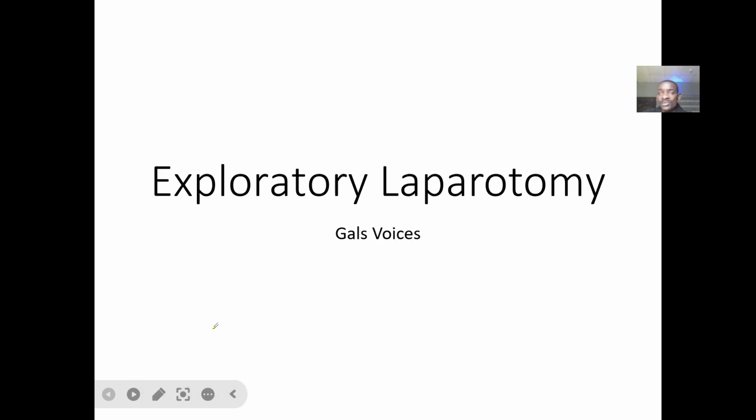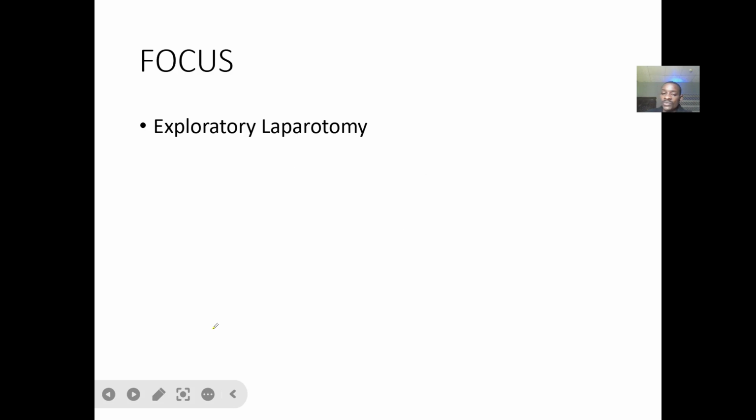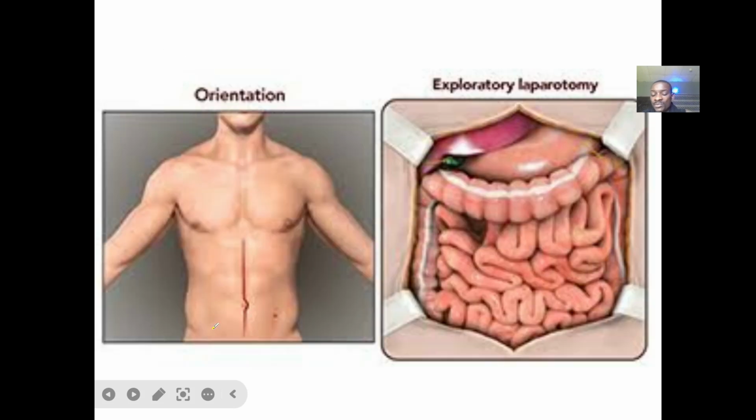Now, as we've been talking about women's problems on our obstetrics and gynecology channel, we've been touching on one or two common surgeries that are done for some of these procedures, not only for women. Most of those surgeries can be done for both sexes. Now, the next one we are trying to introduce is what is known as the exploratory laparotomy. We'll talk about the exploratory laparotomy.